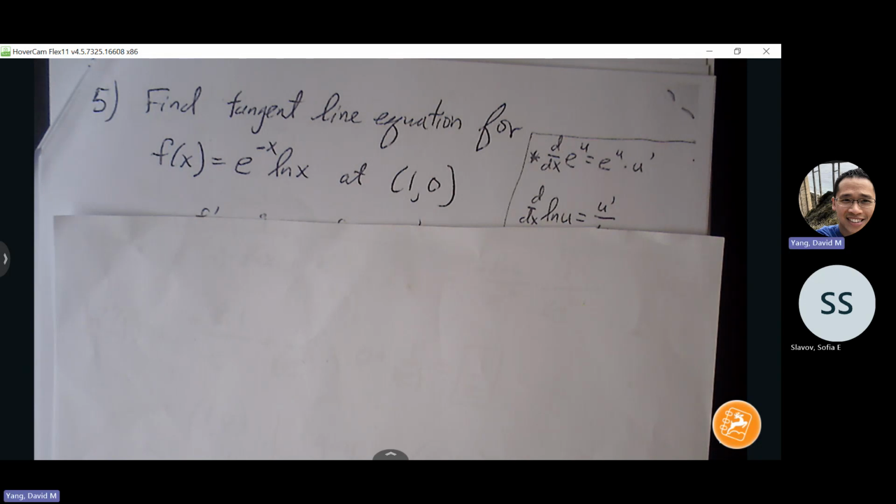Okay, so tangent equation means I need to find the derivative to get to the slope. Once I get to the slope, then point slope form. But to get to the derivative, what's needed here? Product rule, right? f prime g plus f g prime. We have to apply the rule for e to the u, which is e to the u times u prime, and also the rule for natural log of u, which is u prime over u.